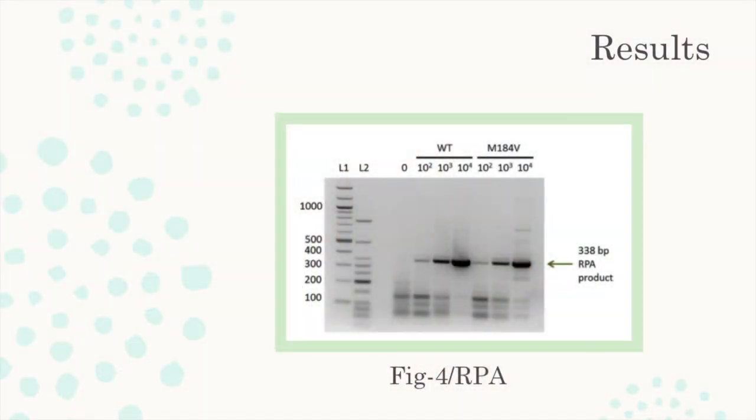So here we have the RPA results. In the first 2 lanes we have the DNA ladder that allows us to have these numbers right here that will allow us to value how many base pairs are going to be here. In this case, the RPA product is of 338 base pairs.